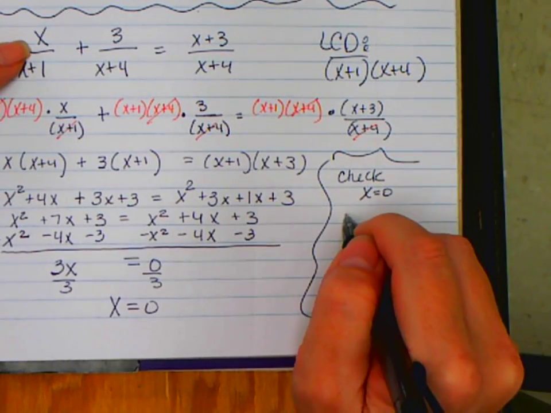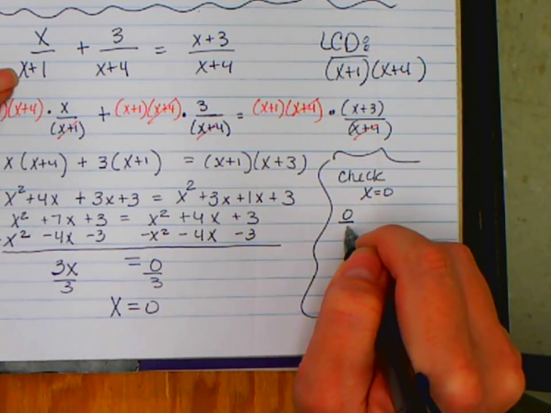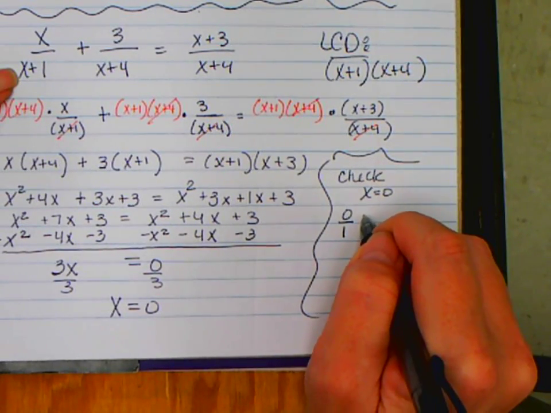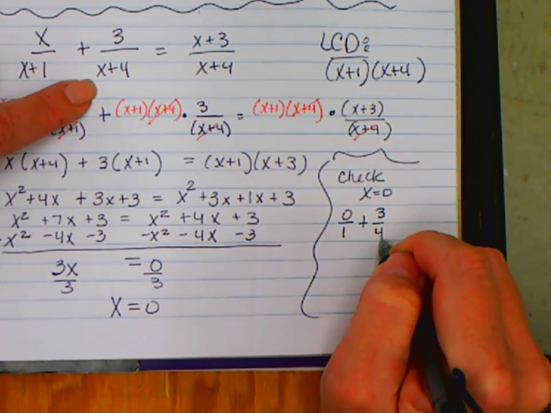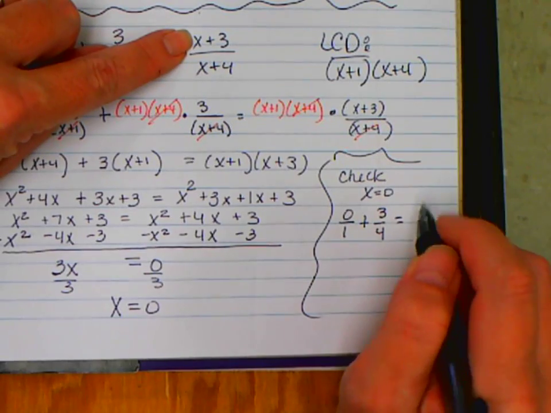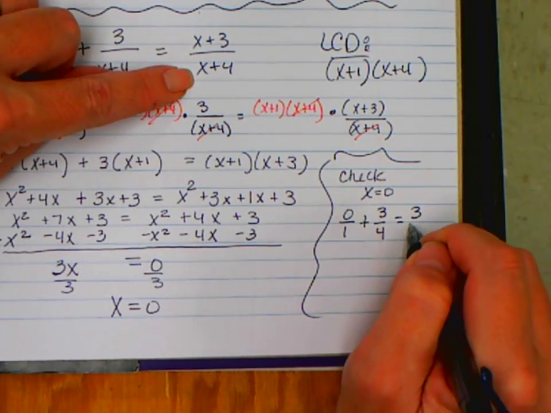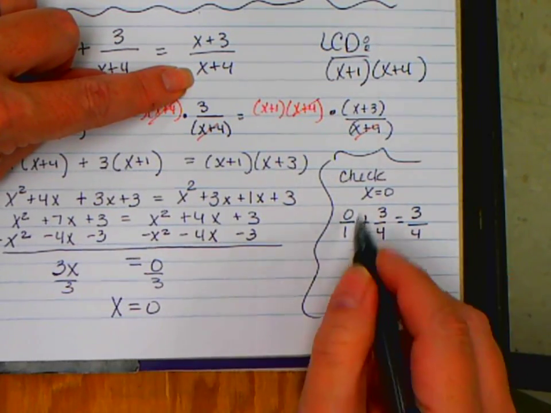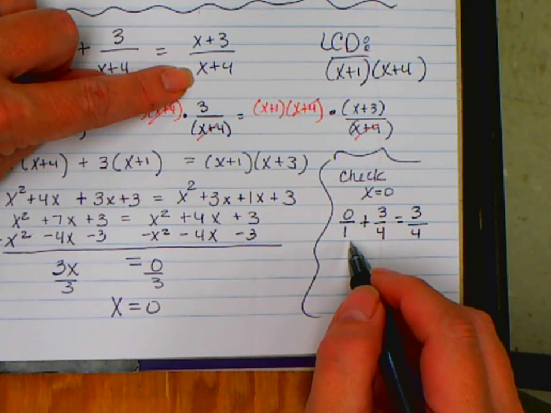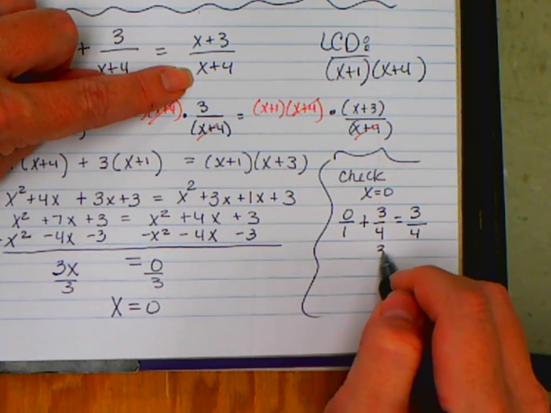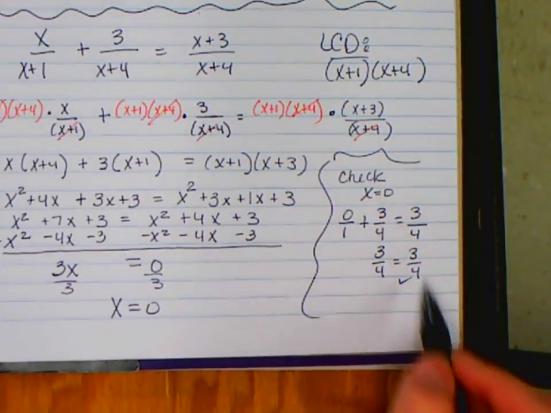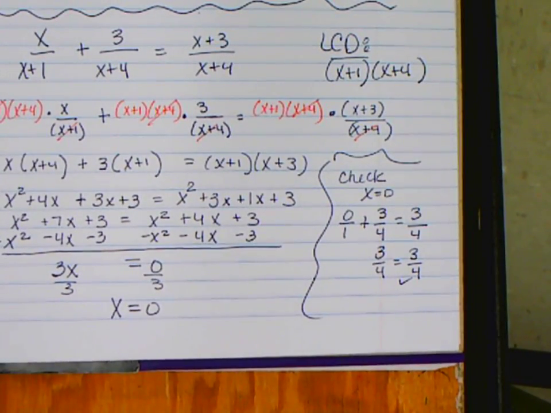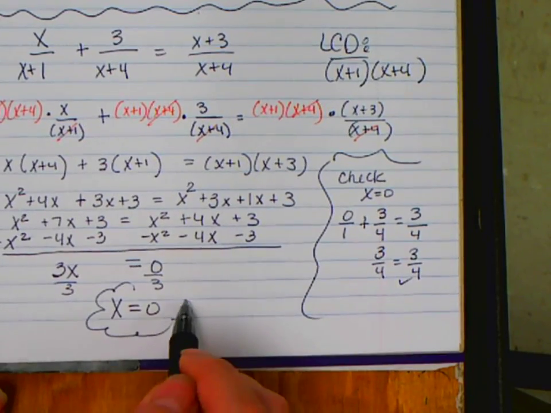So I have 0 over 0 plus 1 is 1, plus 3 over 0 plus 4 is 4, equals 0 plus 3 is 3, 0 plus 4 is 4. What's 0 divided by 1? 0. So basically I have 3/4 equals 3/4. True statement? Yes. Is 3/4 my answer? No, 0 is my answer.